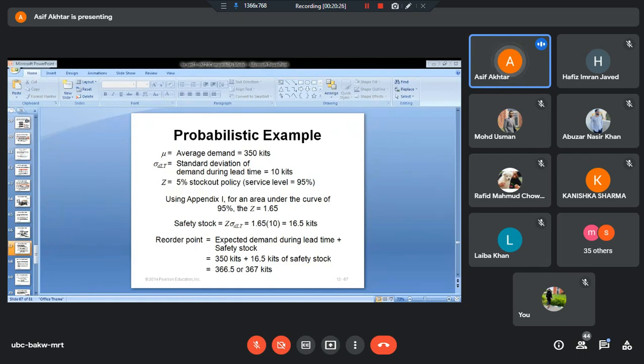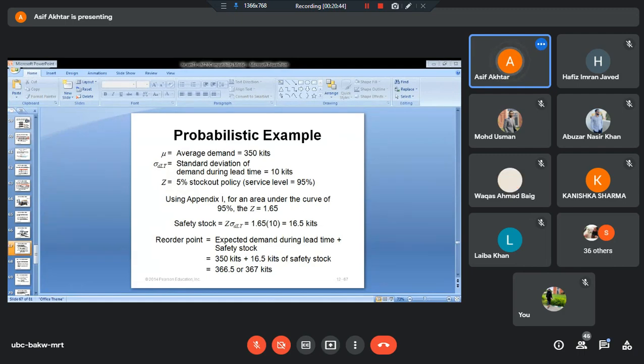Any doubt, any question from your side? I want that you should seek clarification so that I can explain you. ये क्लियर है आपको कि reorder point is the average demand during lead time plus the safety stock.